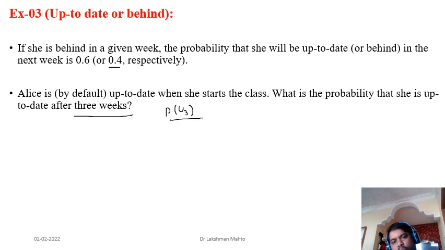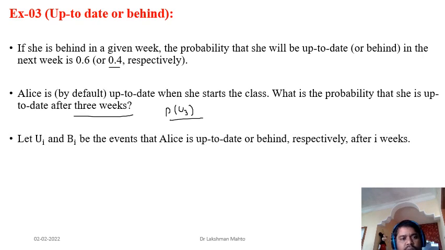So first try to collect the information. What is the information? A few things we have to introduce here. We are calling it Ui. It is talking about Alice being up to date after the ith week. And Bi is the event talking about Alice being behind after the ith week. So you know Ui, Bi. These are the events we have already defined.